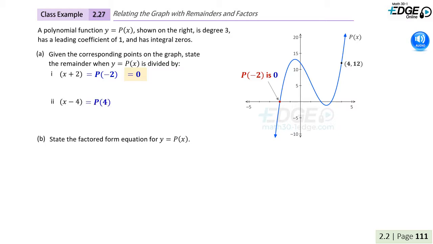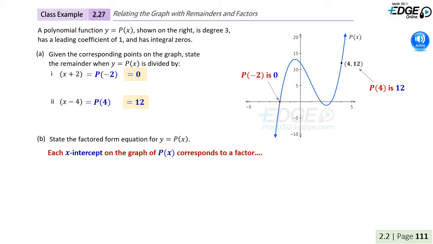With this in mind, we can interpret that dividing by x minus 4, and determining the remainder when we do so, would be the same as evaluating p of 4. This point on the graph shows 4 and 12, meaning p of 4 evaluates to give 12. Even without having the actual equation, I can know this to be true.